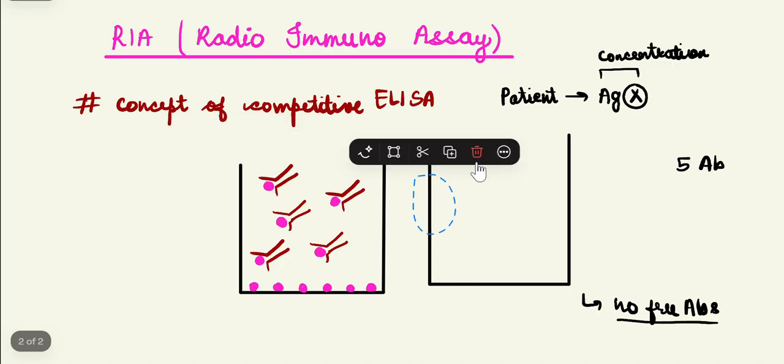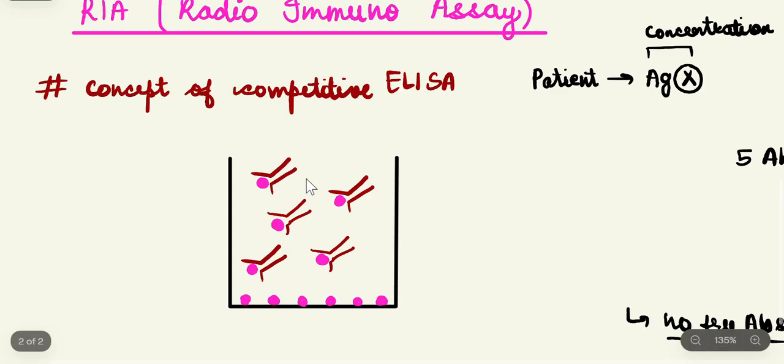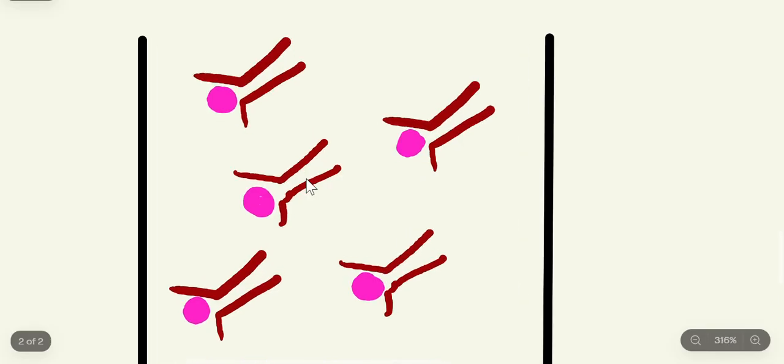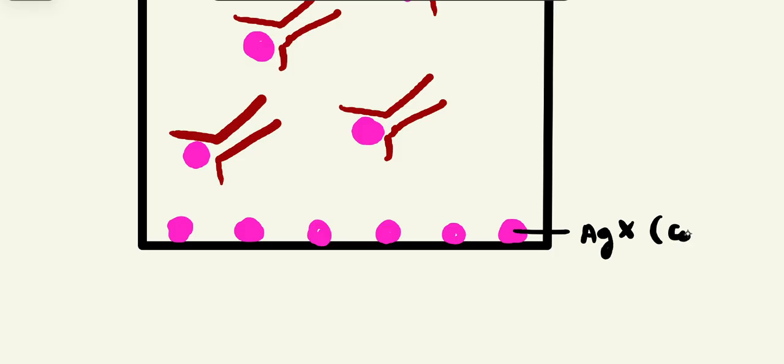Now there is one difference you need to observe. In the well, we have already coated the particular antigen which we wanted to detect. Suppose we wanted to detect the antigen X. So this is the antigen X which has been pre-coated in the well, and it is not obtained from the patient, it is obtained from outside. Now we will take the antigen and antibodies which we had mixed in the serum and introduce them into this well.